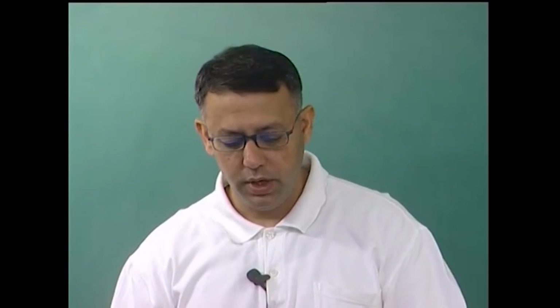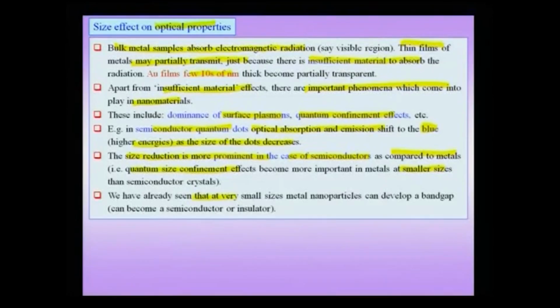So, this effect becomes prominent at larger sizes in semiconducting crystals, and therefore, we will have a lot of examples of semiconducting crystals being described here. We have also seen that at very small sizes, metal nanoparticles can develop a band gap and can become a semiconductor or an insulator. Because of dimensional confinement, the density of states changes between a bulk 3D metallic conductor and a 2D system, where you get a staircase kind of a density of states.